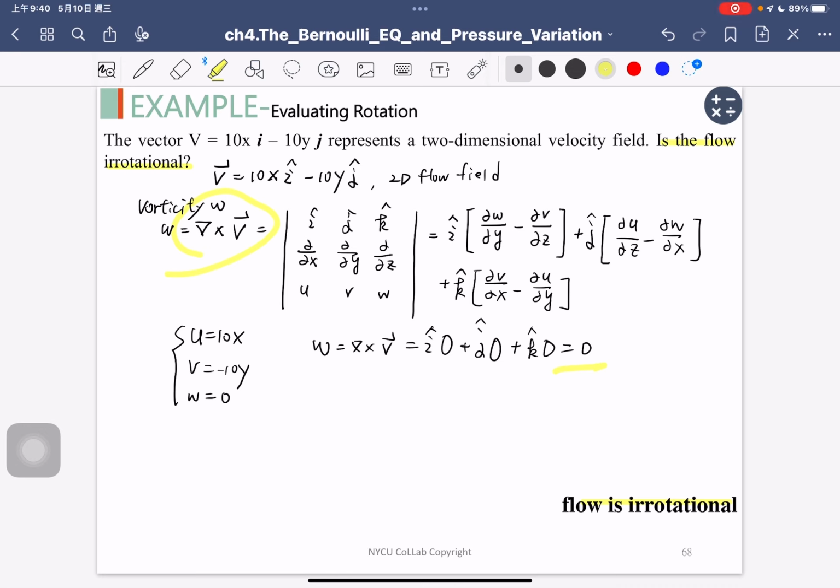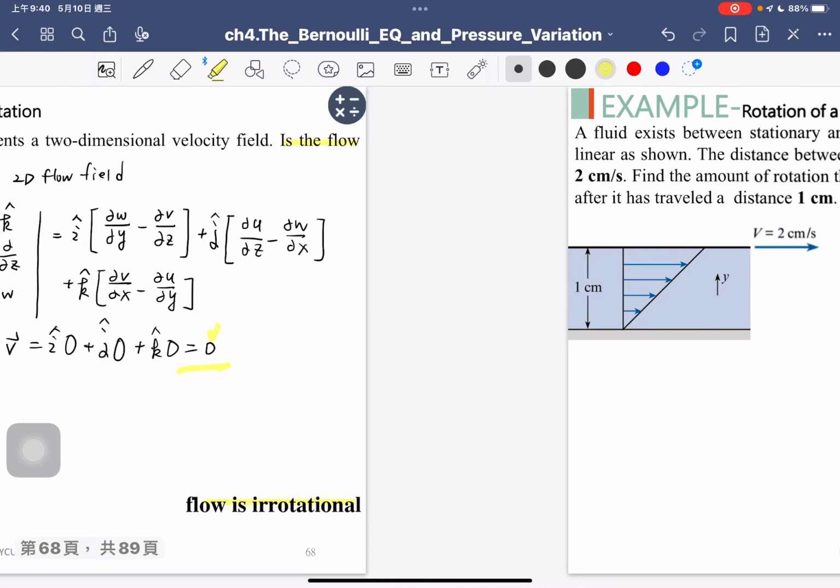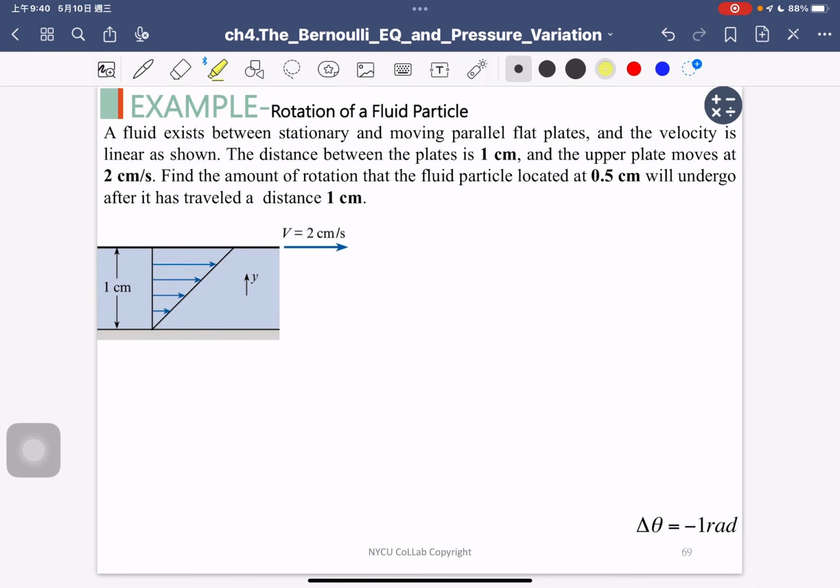So if you cannot understand the previous slide, where I taught you how to derive the theta rate, you can keep in mind the final formula: the vorticity is equal to the spatial gradient cross with the velocity vector. And you can identify whether the final result is 0 or not to comment whether the flow is rotational or not rotational. Okay, so this is a very important exercise. That's why I stayed here for a long time.